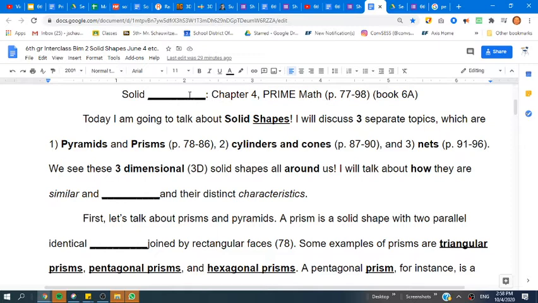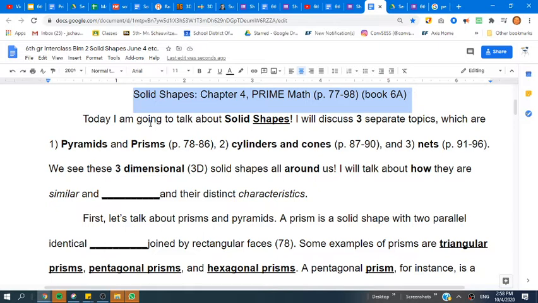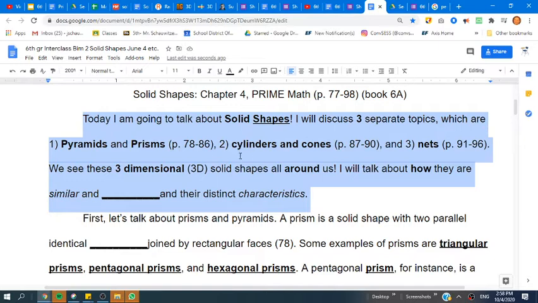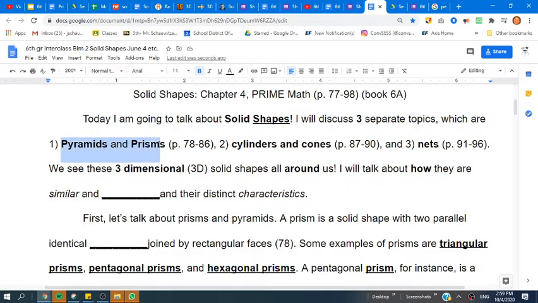This is about solid blank, solid shapes, right? Chapter 4, prime book. Today I'm going to talk about solid shapes. I will discuss 3 separate topics, which are pyramids and prisms, cylinders and cones, and nets. So I broke this up into 3 different paragraphs. You can actually see the indent right here, and then you can also see the title of the essay right here. Okay, so this is the first paragraph. It's called our introduction.